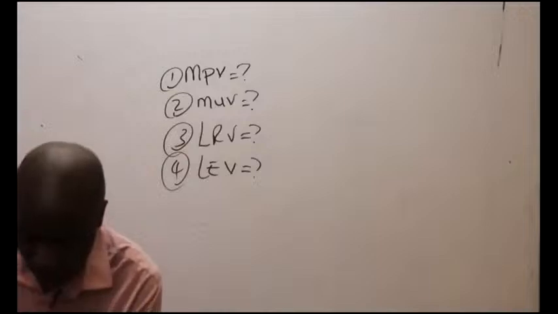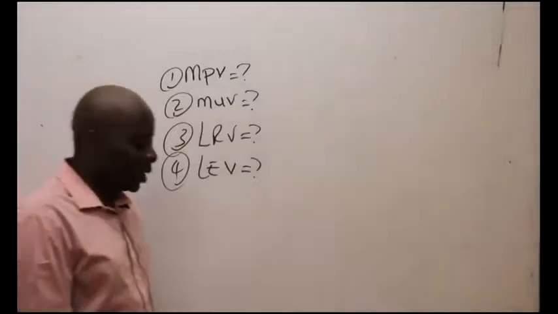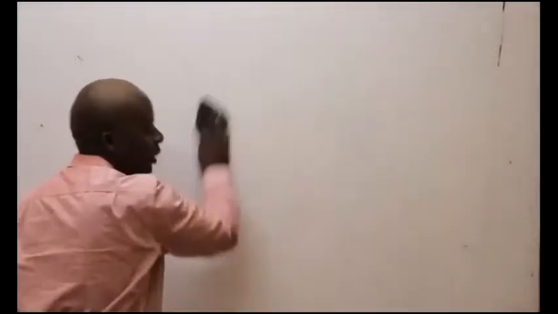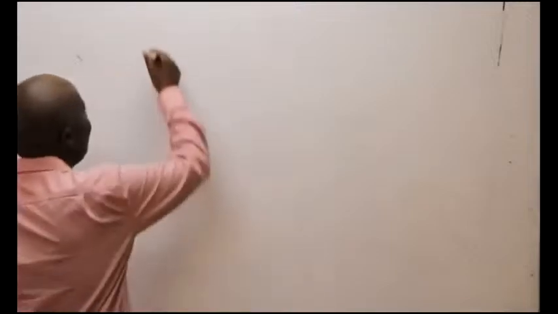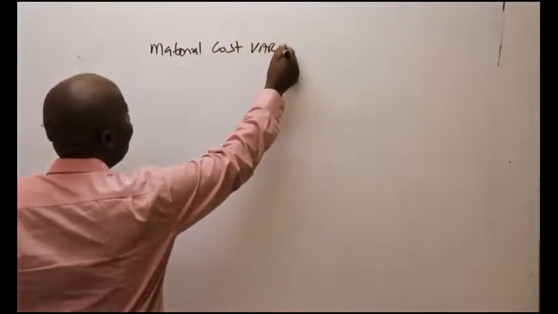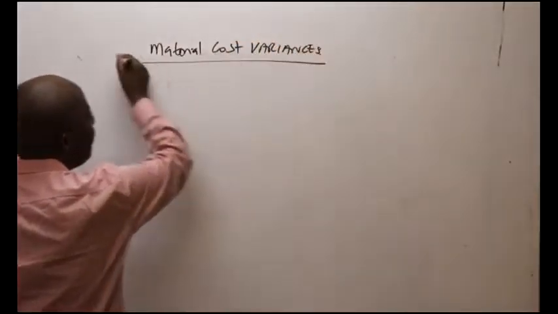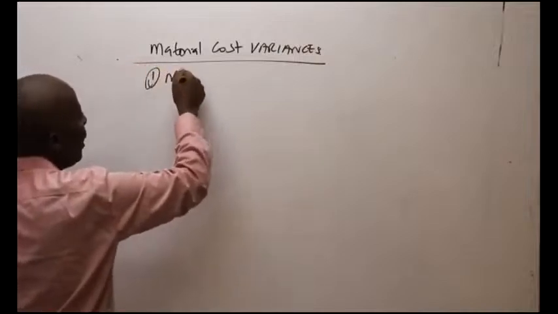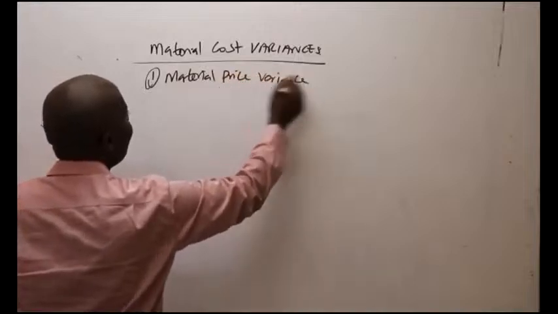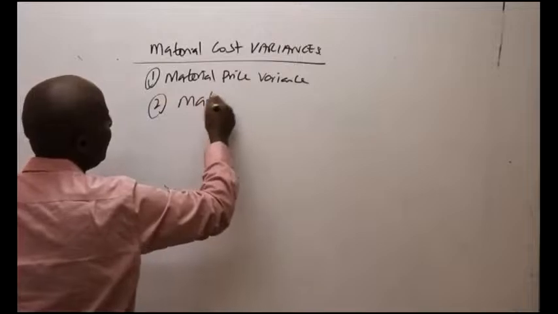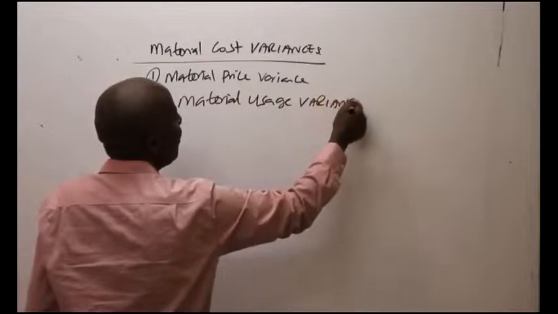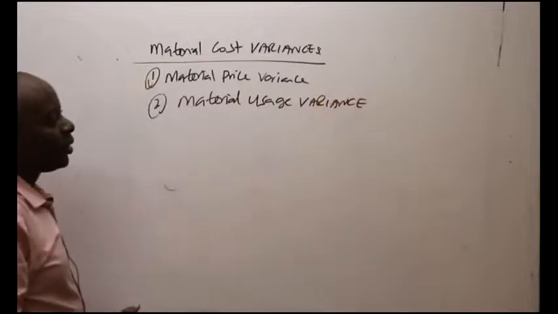Our first class where we were doing variances, so then that means that I need to start afresh with material price variance. So right there, material cost variances. We have two of them. We have the material price variance, and then number two, we have the material usage variance. So material price variance and material usage variance.